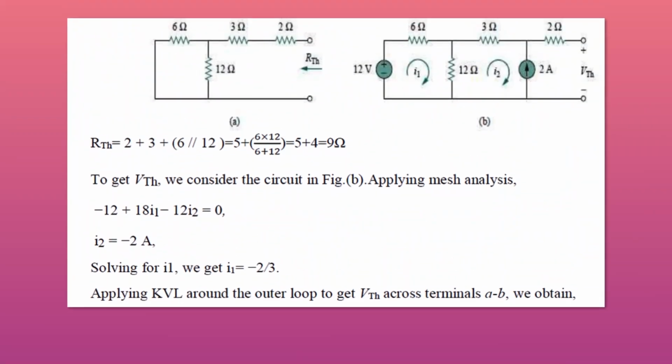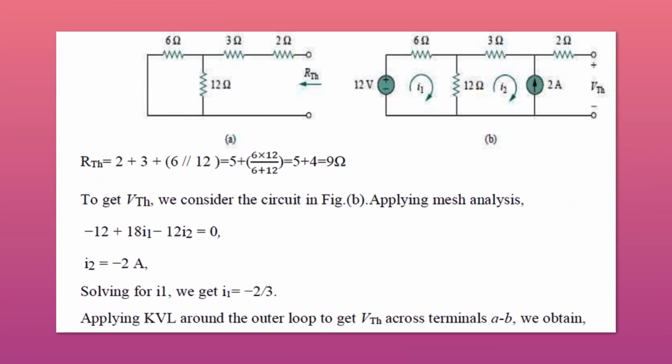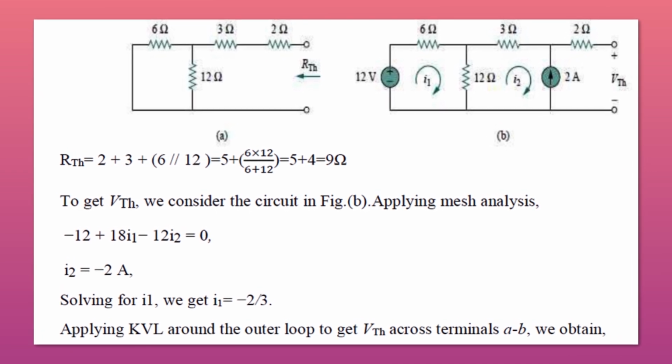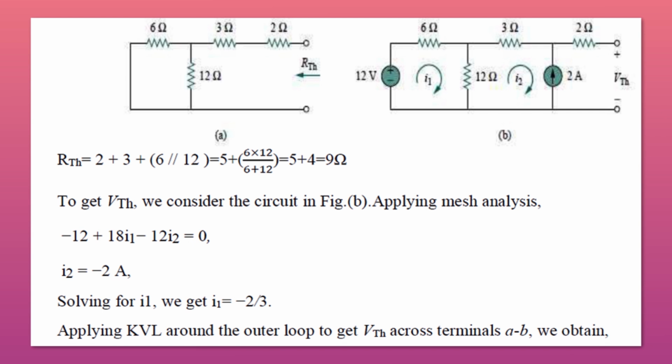So here you can see, because you are looking from this side, this 12 ohm is in parallel with 6 ohm, and this combination is connected in series with this 3 ohm and 2 ohm. So this 2 ohm plus 3 ohm is in parallel with this 6 ohm and 12 ohm. After solving, you will find the equivalent resistance, that is 5 plus 4, that is 9 ohm. So you have calculated the Thevenin resistance RTH.